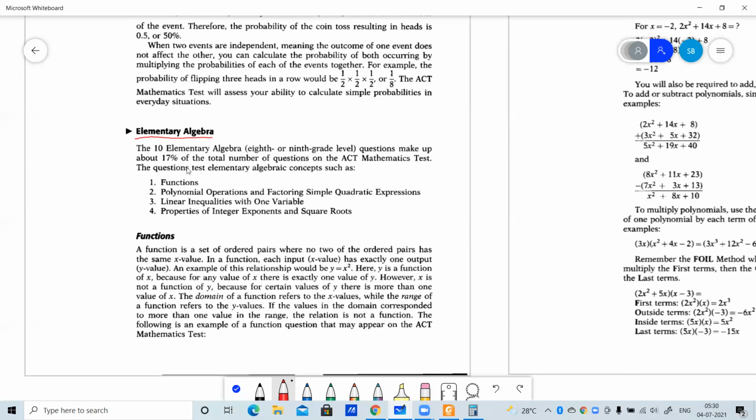So till now we have completed 33 questions out of 60 questions which will come in the ACT. Till now we have done pre-algebra, which is 33 questions, and then we're having elementary algebra, which is 10 questions. And in them we'll be having functions, polynomials, linear inequalities, and exponents and square roots. So let's start with functions.